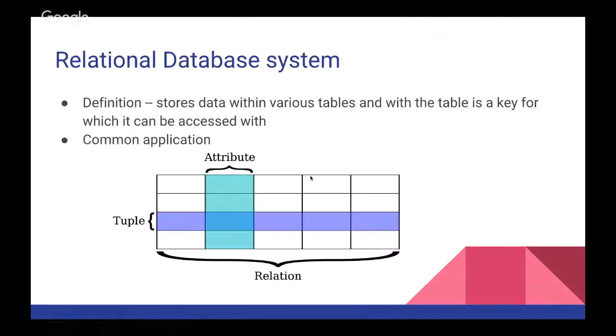Relational database stores data within various tables, and with the table is a key with which it can be accessed. So for example, if you were storing some type of data organized into one place, you would have a key that would be able to access that table and source of data based on some type of relation. And that's where the word relational database comes from.